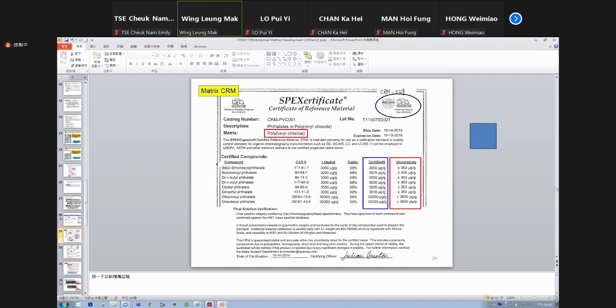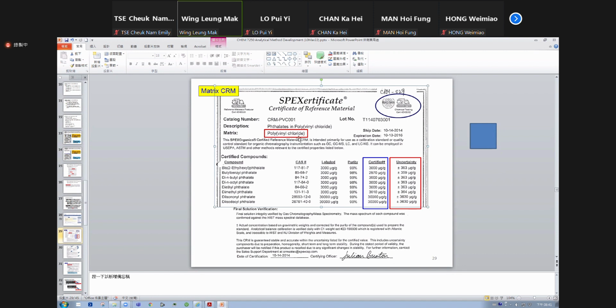This one is the matrix CRM certificate. How to read it? The matrix CRM means it's not only the chemicals, we have the matrix. For example, the phthalate. Phthalate is a chemical used in plastics as an additive, maybe to make it softer, a softener.